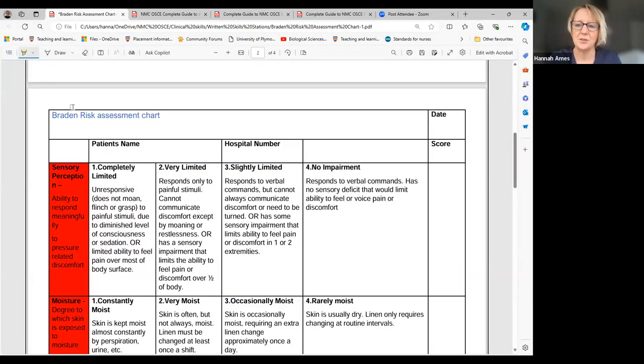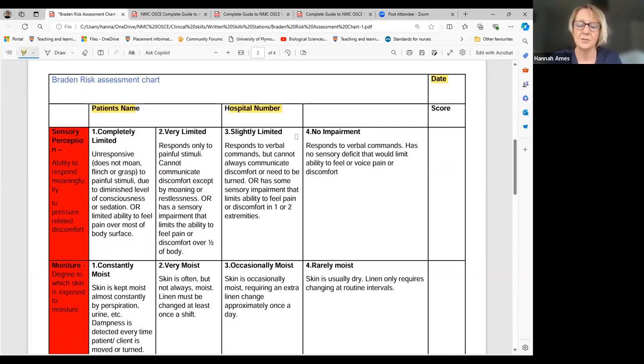As with all your NMC documentation, make sure you've put the patient's name and hospital number at the top. There might be a section to put the date, which is normally in there as well. So just look for that key information and make sure it is completed. Otherwise, it will be a critical fail.